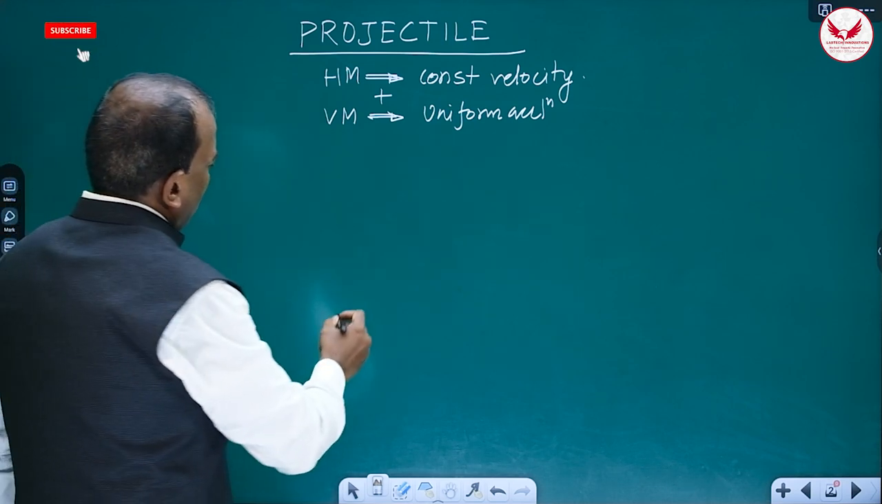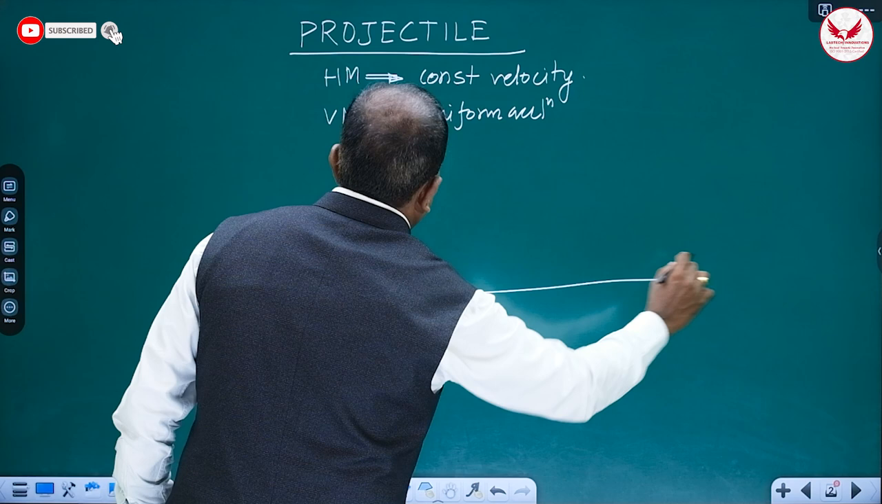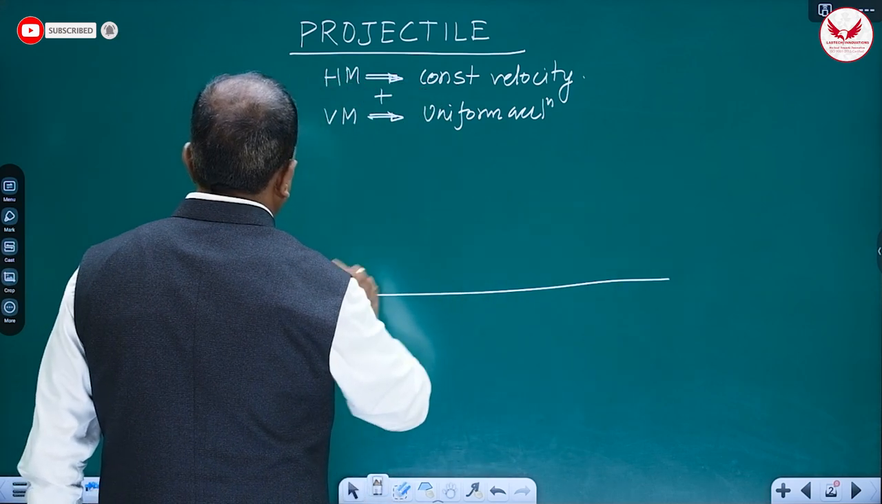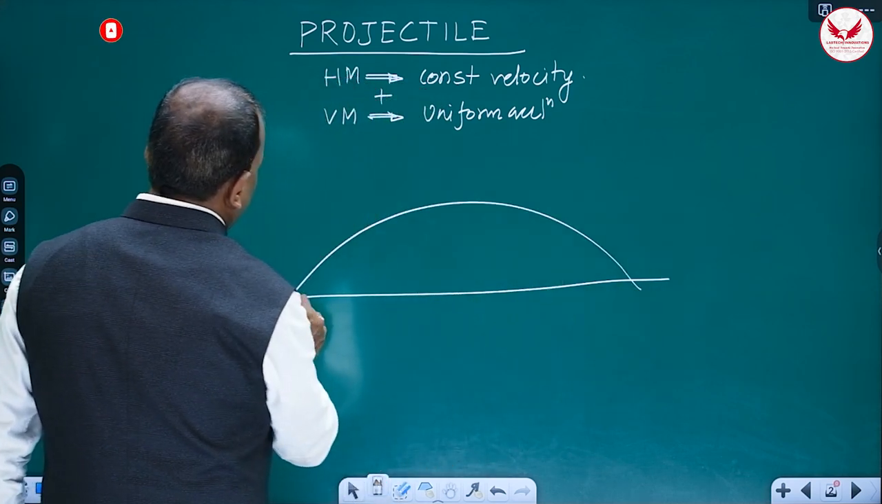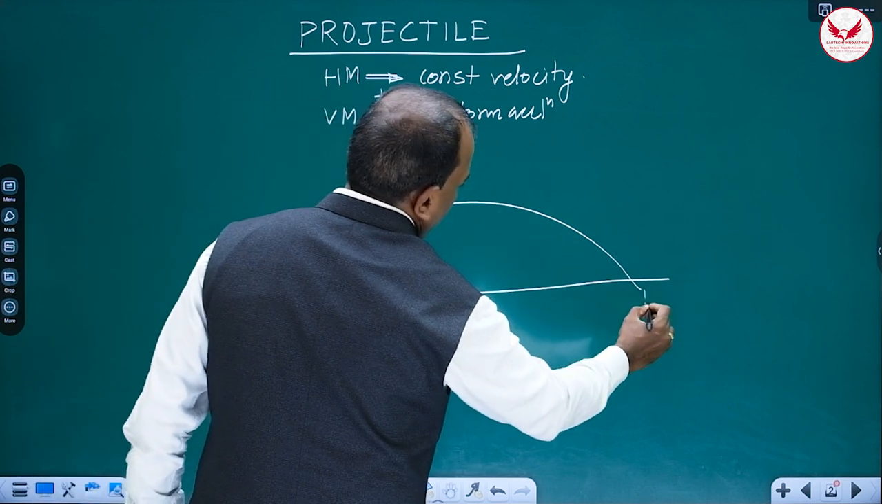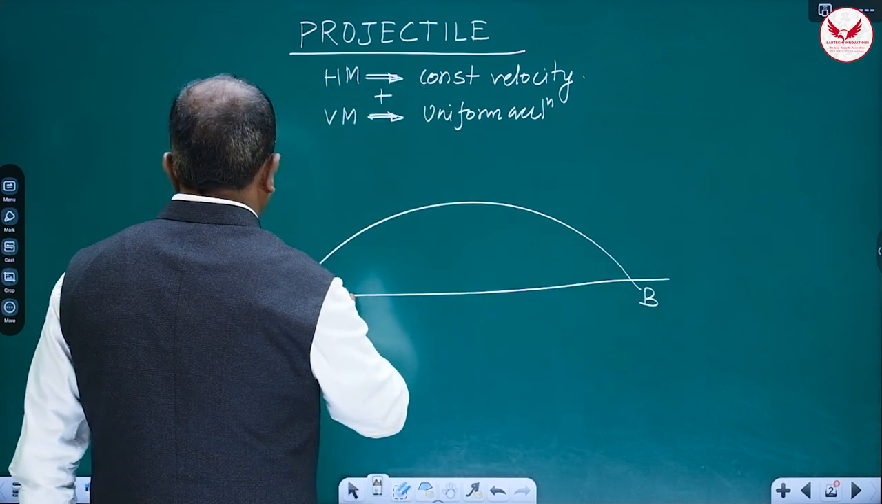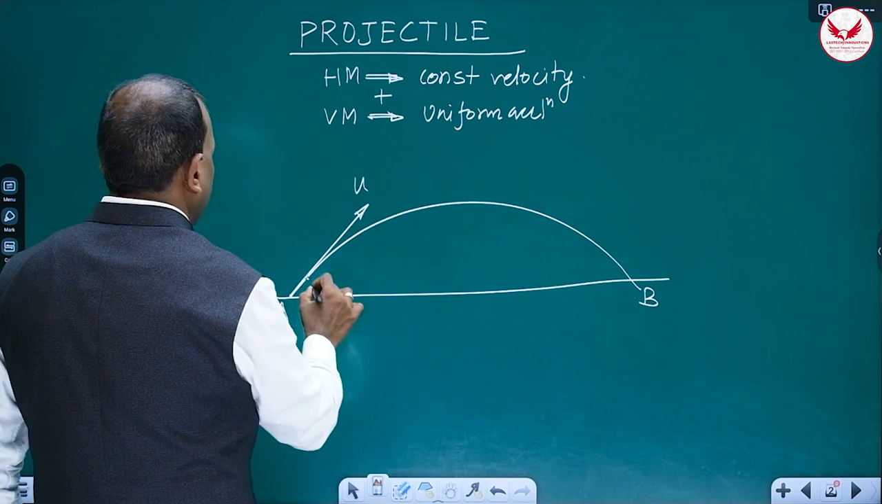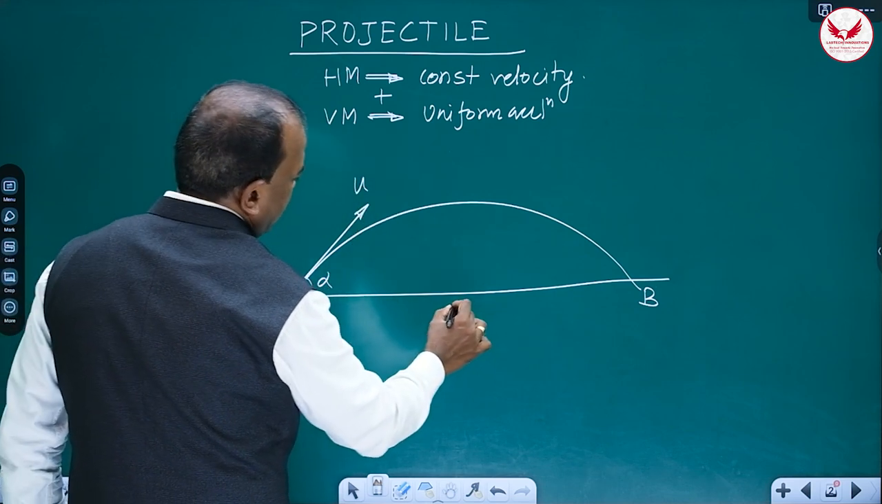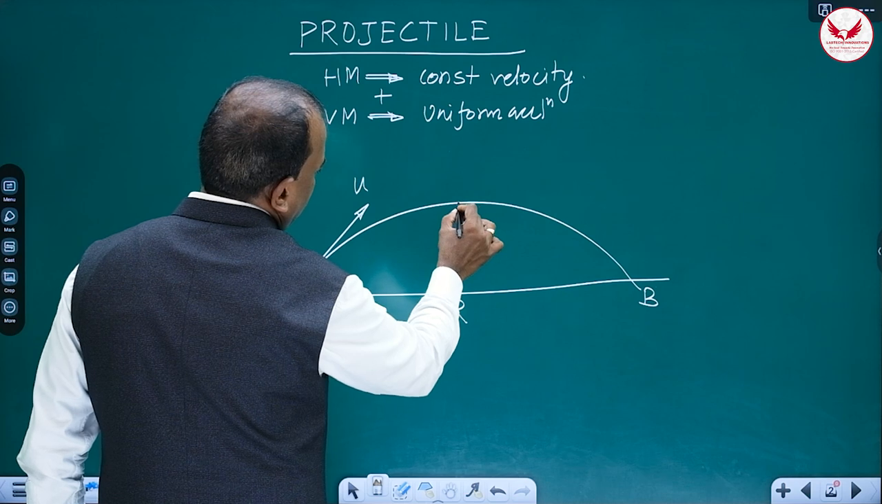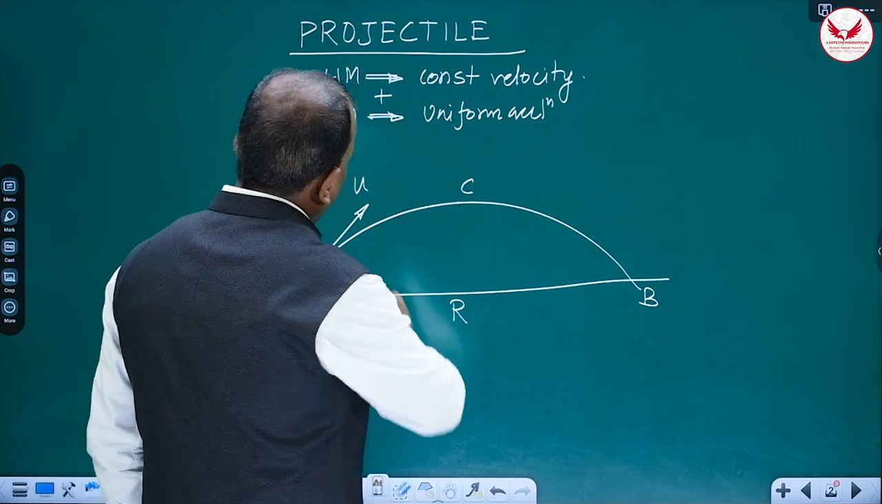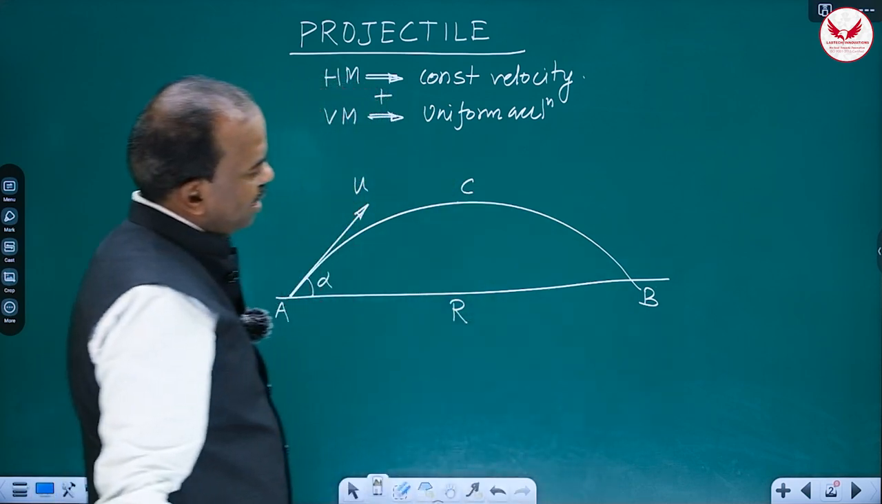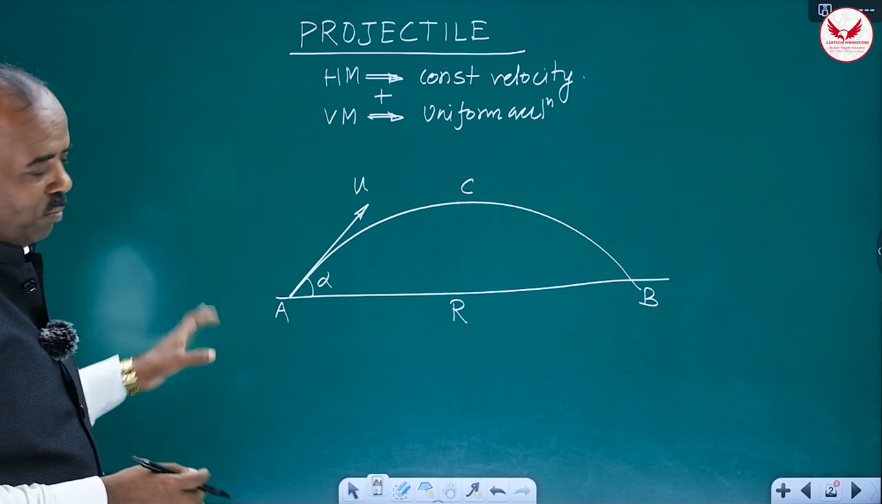Some of the terms are like this. It is the point of projection, it is the point of strike, this is the velocity of projection u, it is the angle of projection alpha, this AB is the range and C is the point of maximum height, and this curve is the trajectory, which is always parabolic.